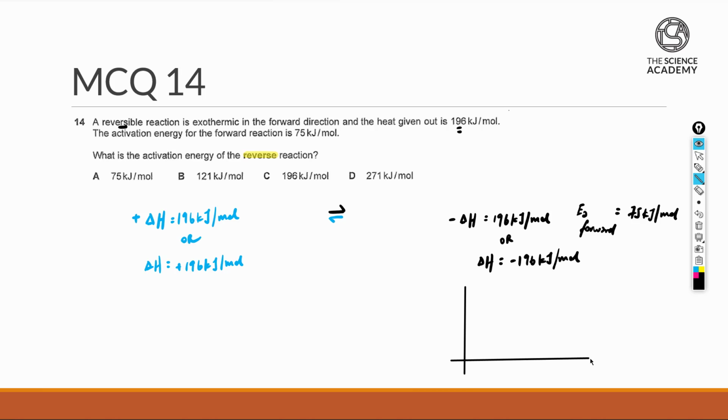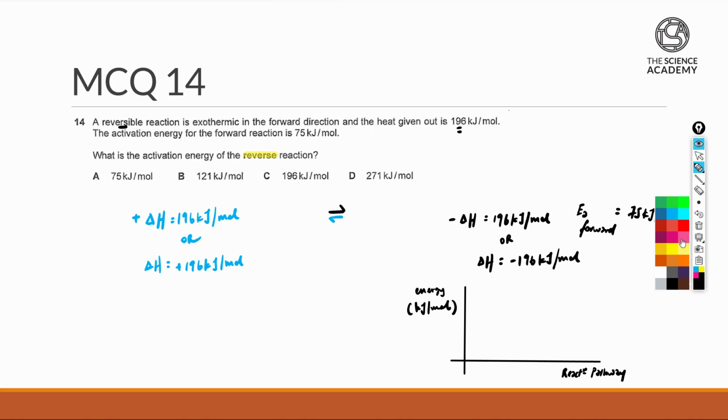So labeling the axis is a luxury in MCQ. You don't really need to label, but since this is a presentation, we'll do it anyway. I'll have it as reaction pathway. And on the y-axis, I'll have it as energy with the units of kilojoules per mole. So just to give ourselves some things to work with, I'll just call this as reactant. I'll just call this as product.